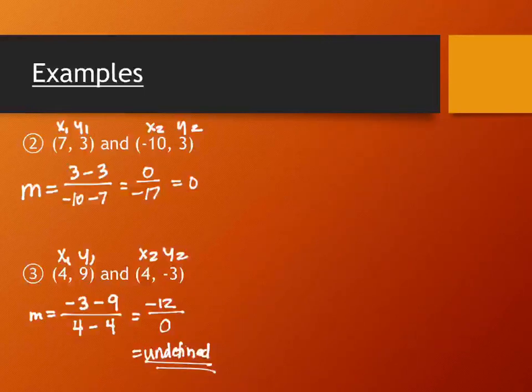It would be a vertical line. We still have a line, it just doesn't have a slope. The slope's undefined. Why is this one undefined and that one's not? Because it's okay to do 0 divided by something, it's not okay to divide by 0.